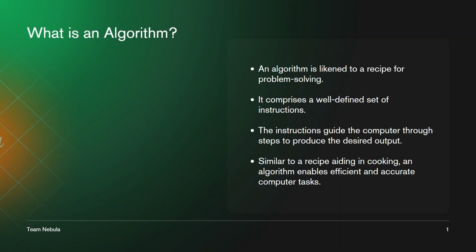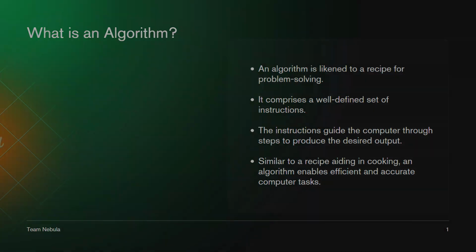What is an algorithm? An algorithm is like a recipe for solving a specific problem. It consists of a well-defined set of instructions that guide the computer through a series of steps to produce the desired output. Just like a recipe helps you cook a delicious meal, an algorithm enables the computer to perform tasks efficiently and accurately.